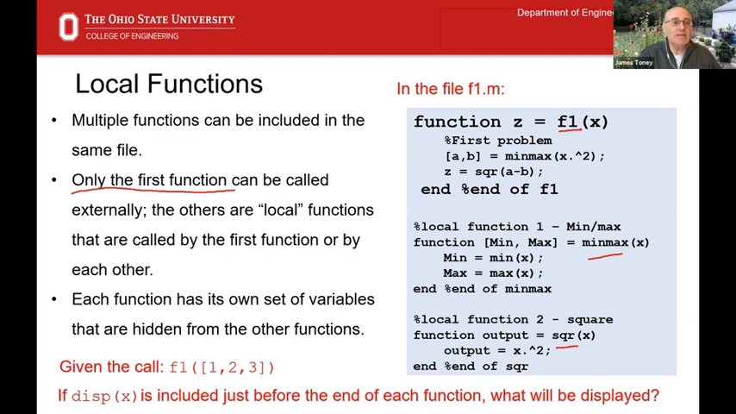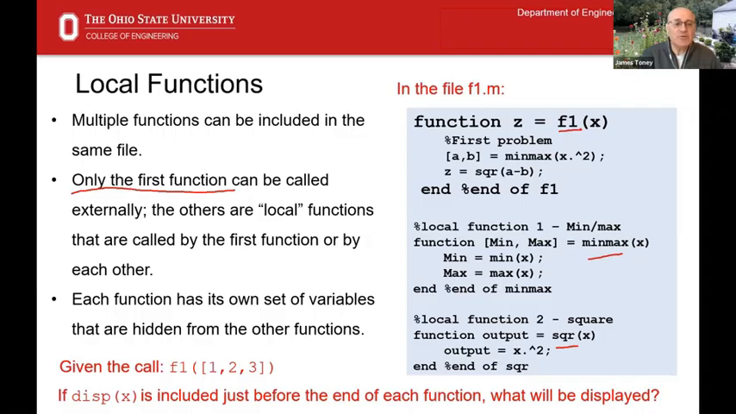Okay, so the basic idea is f1 is called by the main program that's in some other file, and then f1 might in turn call min-max and sqr. So these are sometimes called helper functions, where there's a subtask that this function has to do, and just for the sake of organizing your program, it's easier to put it in a separate function. But you don't want anybody else calling this function except f1, so you put it in the same file.